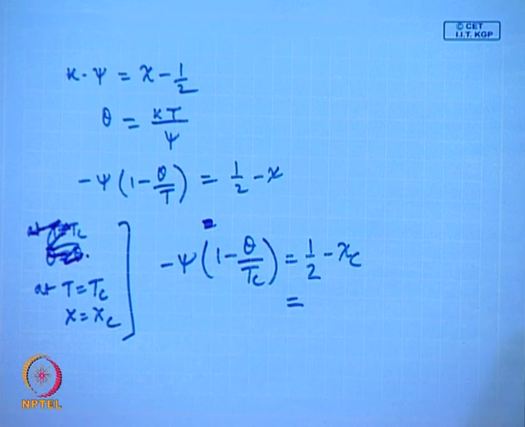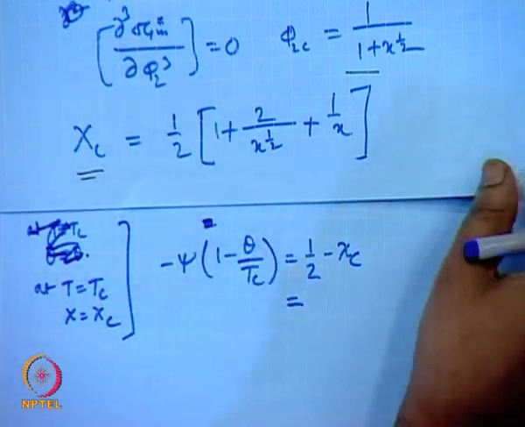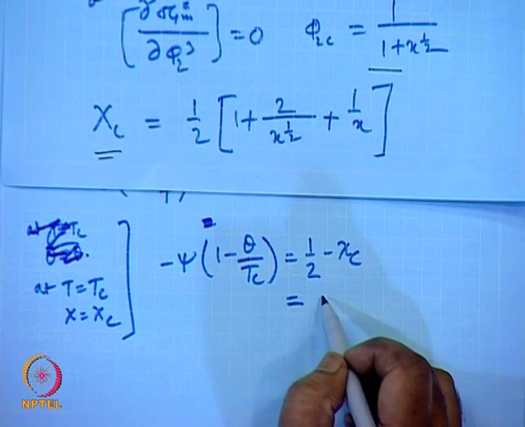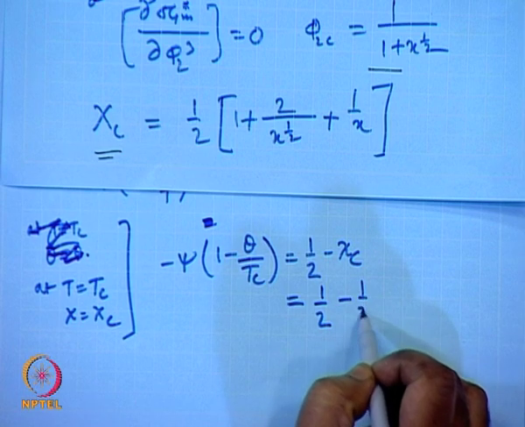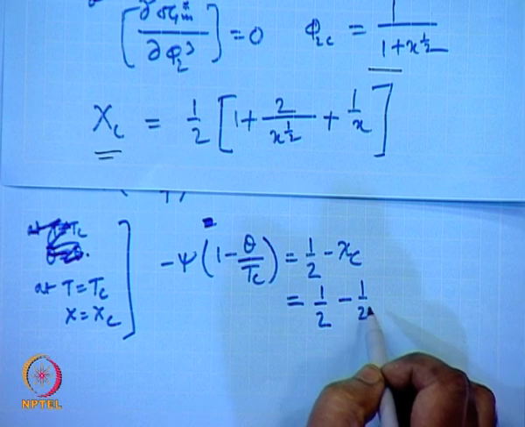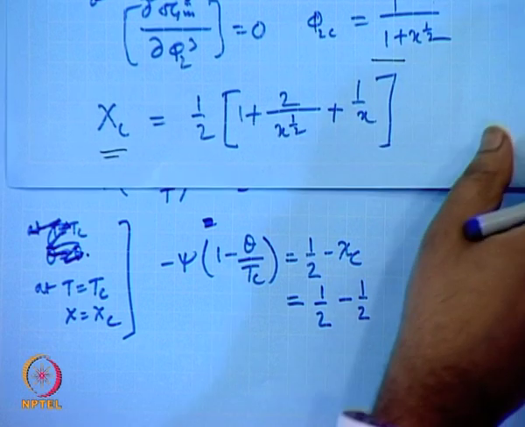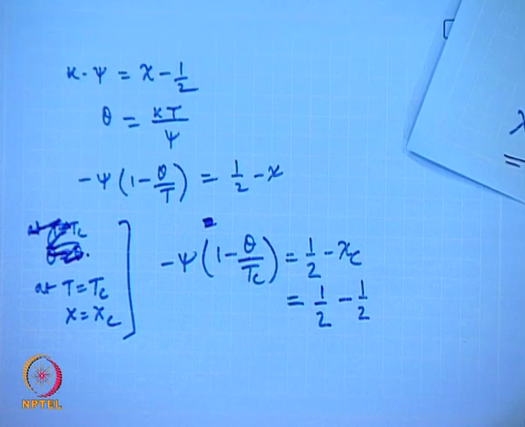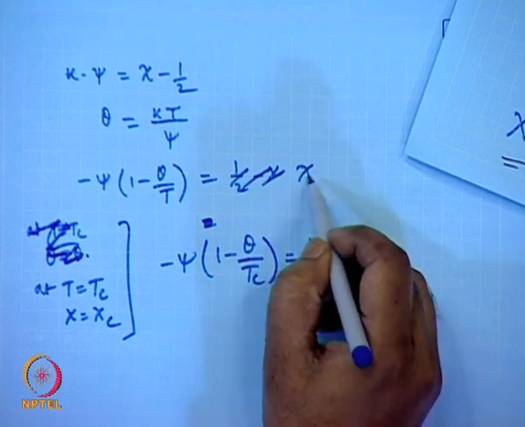Chi c we have already got from the last expression. So, that is half minus half, and this is chi minus half.